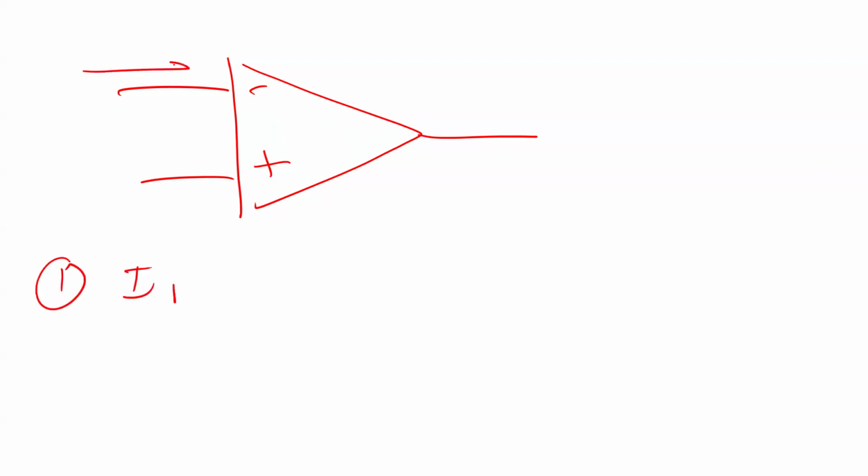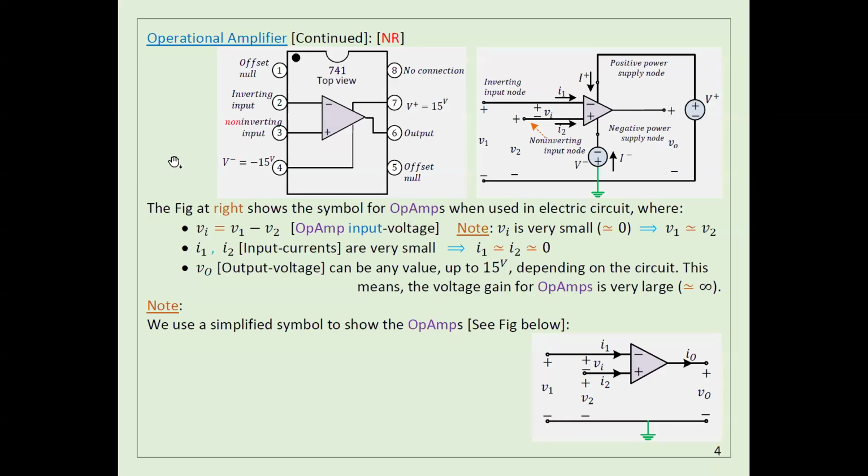I1 equal to I2 equal to zero. The current here, there is a current, but this current is very, very small. I'm going to say it's zero, simply because the reason for that is too simple if you understand it. You need to understand the characteristics of this element. When I connect it to a circuit, what are the characteristics? Then I can use the characteristics to do the analysis. You will find this very easy.